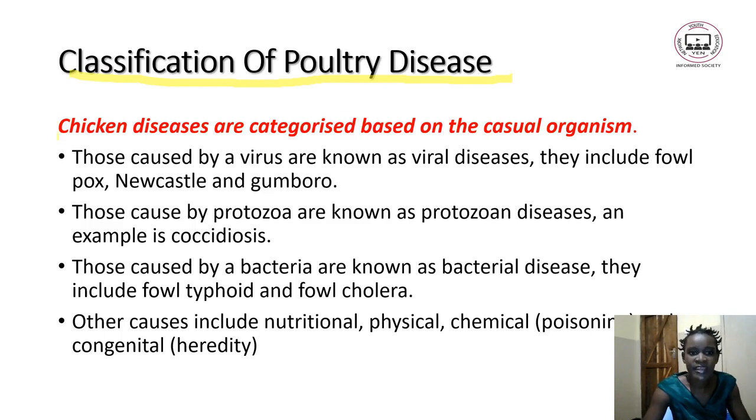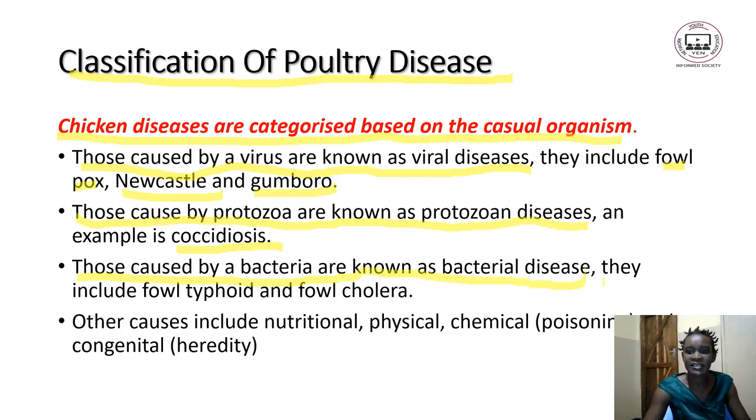First of all, we can classify chicken diseases based on the causal organisms. For example, those diseases which are caused by virus are known as viral diseases. Good examples are smallpox, Newcastle, and Gumboro. While there are other diseases which are caused by protozoa, therefore we can call them protozoan diseases. A good example of such a disease is coccidiosis. We can also have other diseases which are caused by bacteria, therefore they are known as bacterial diseases. And good examples of bacterial diseases in poultry are fowl typhoid and fowl cholera.